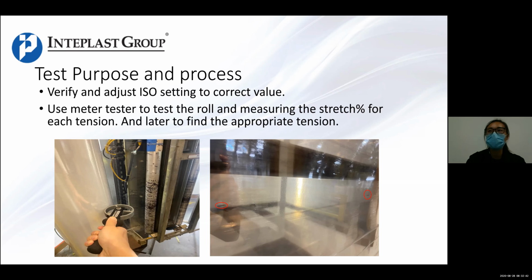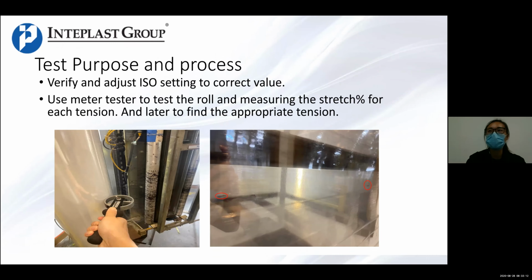I used a meter tester to test the roll and measure the stretch percent for each tension. I used the meter to test the rolling roll, and you can see in the right side picture, they have two black signs, and then I measure this gap and get the stretch percent. After testing, I will key in the result to the computer to make the database.